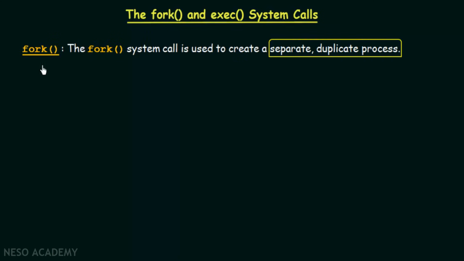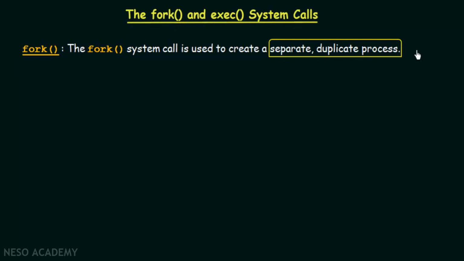Coming to the first one, the fork system call is used to create a separate duplicate process. Whenever a fork system call is used, a separate duplicate process of the same process from which it is called will be created. Suppose you have a process running and you want to create a duplicate or an exact replica of that process, then we use the fork system call. The new process will be exactly the same as the process from which it was called, but the only difference is that it will have a different process ID.